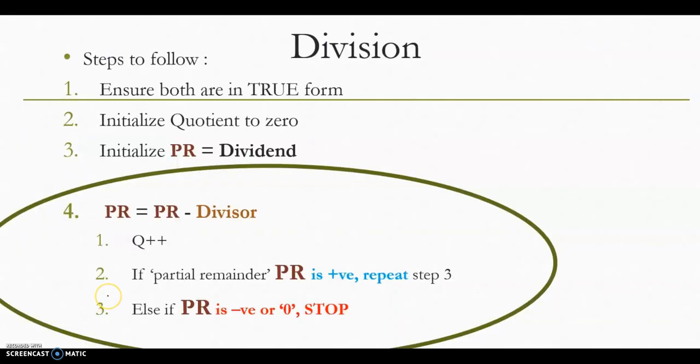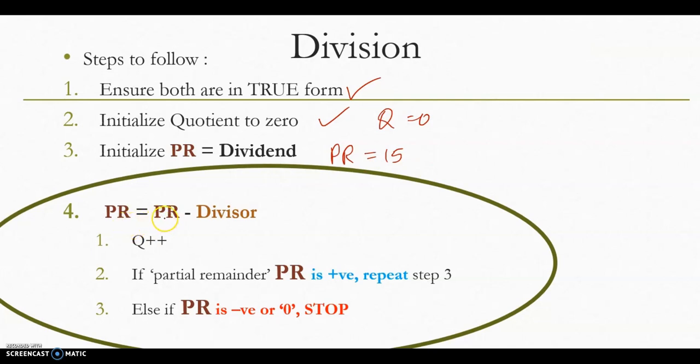Correct. Let us follow the same steps for the binary division. The first step, of course, is to ensure that both are in their true form. So we do that. Initialize the value of q to 0, just as we did in 15 divided by 5. Initially, quotient is 0. Then you initialize the partial remainder equal to dividend. In the case of 15 divided by 5, the partial remainder is equal to 15 to start, and from 15 you keep on subtracting 5.